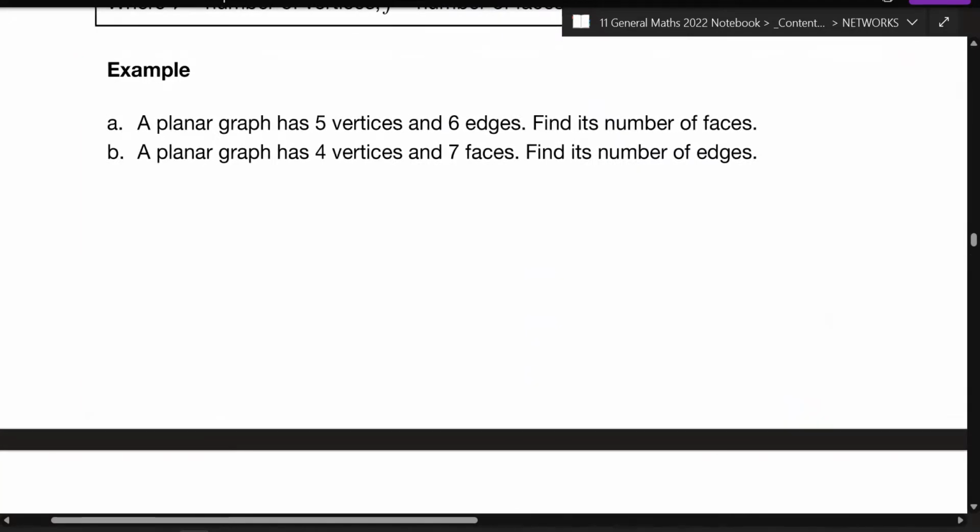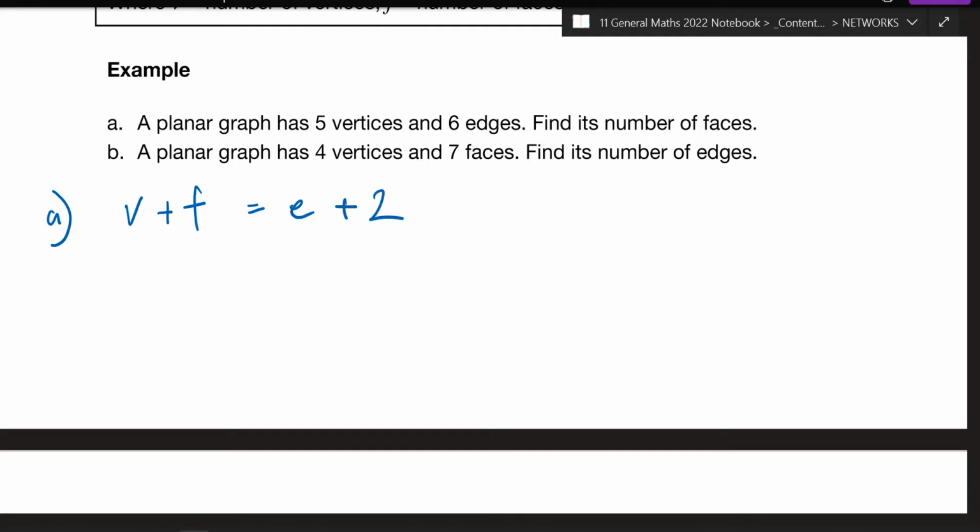A graph has 5 vertices, 6 edges. Find the number of faces. Okay, so V, remember the formula? Plus F is equal to E plus 2. So according to this, you've got 5 vertices plus, we don't know the F, so we'll leave that be. It's got 6 edges though, and then plus 2. So now we need to figure out how many faces it might have. So 5 plus F equals 6 plus 2, which is 8.